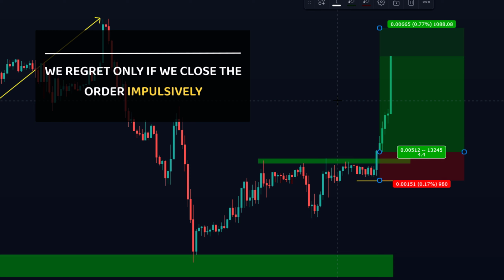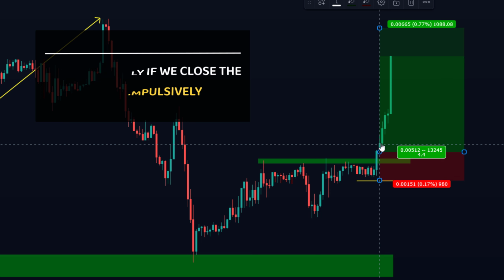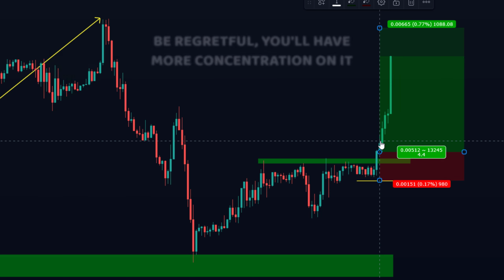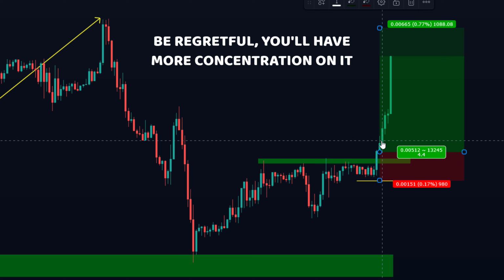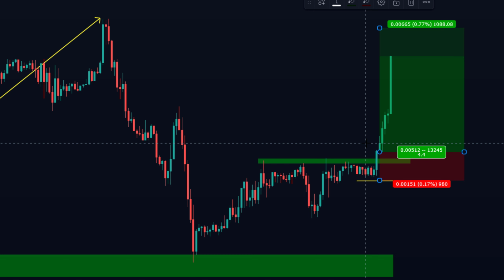We should be regretful only if we close the order too soon because we are afraid, or when we spend a lot of time watching the chart. At that moment, we should be critical of ourselves, be regretful, and concentrate more on it, then you can fix it more easily.